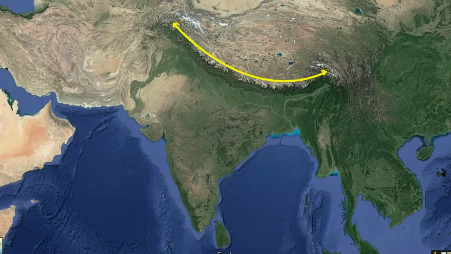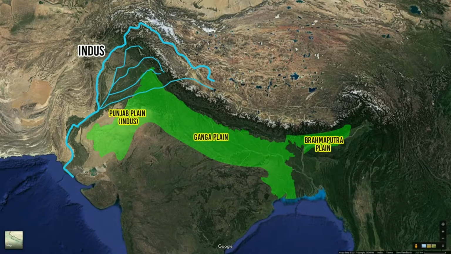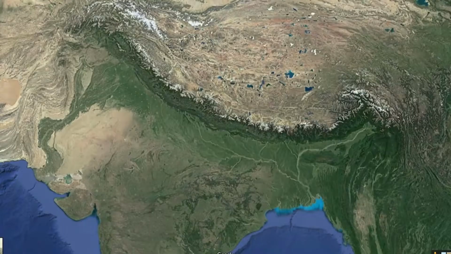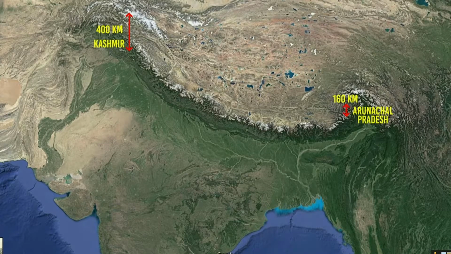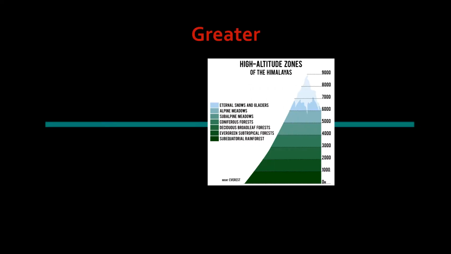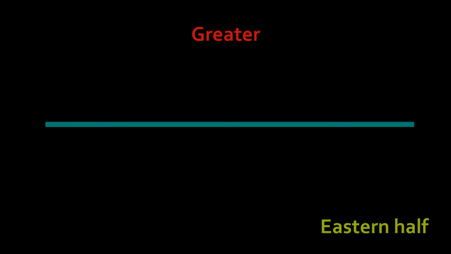The Himalayan mountains stretch for a distance of 2,400 kilometers from the Indus Gorge in the west to the Brahmaputra Gorge in the east. The width ranges from 400 kilometers in Kashmir to 150 kilometers in Arunachal Pradesh. The altitudinal variation is greater in the eastern half than in the western half.